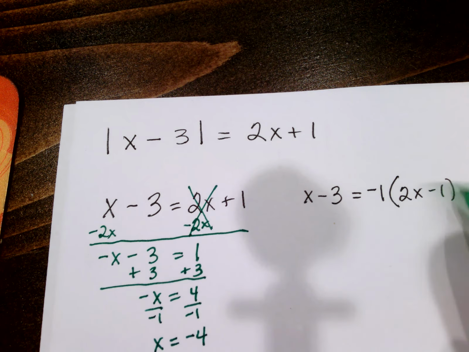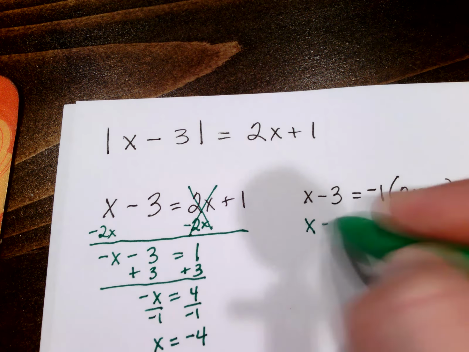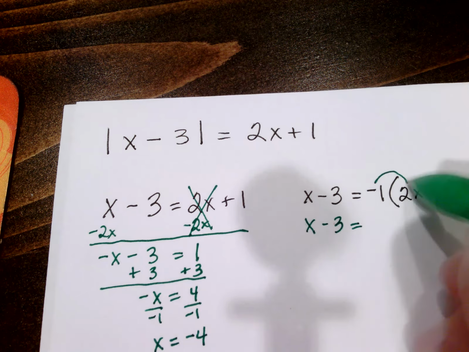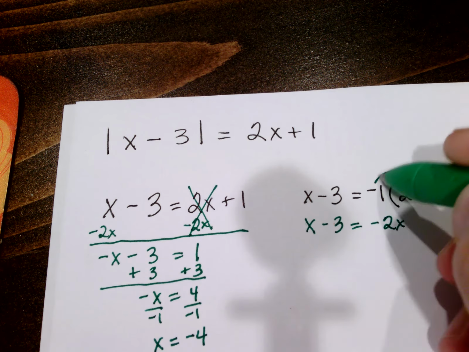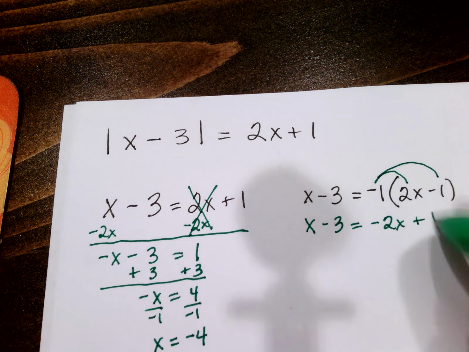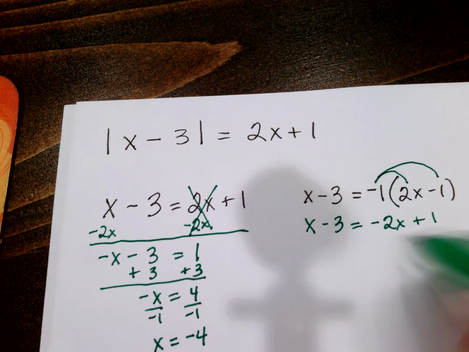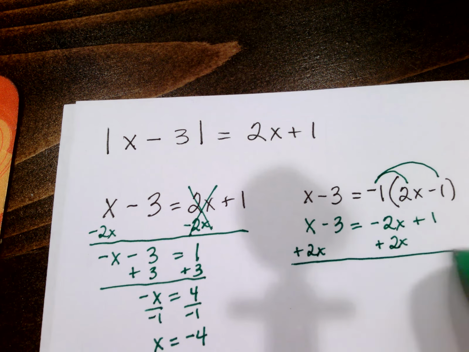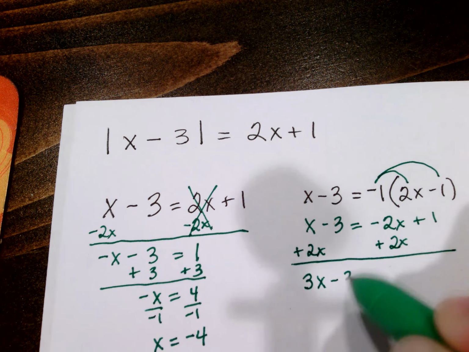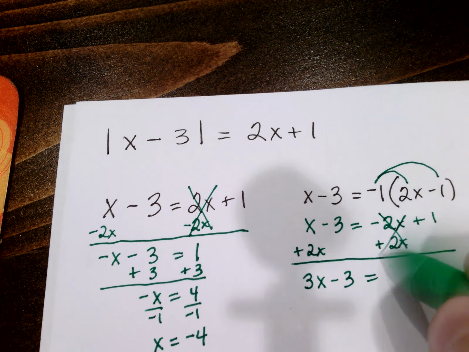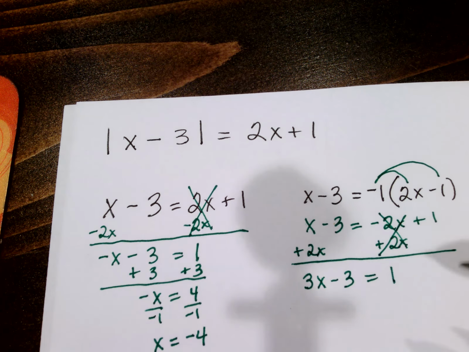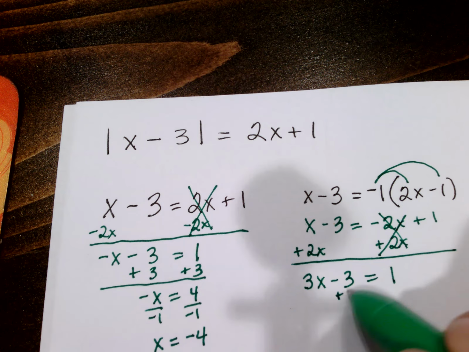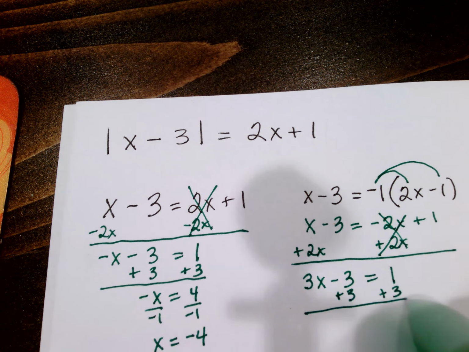Let's distribute the -1 here to the second equation. -1 times 2x is -2x. -1 times -1 gives me 1. For this one, we'll add 2x to both sides to get all the x's on one side. That leaves me with 3x minus 3 equals, notice my 2x's cancel again, just 1. We'll add the 3 here. And my last step then is to divide by 3 so that x equals 4/3.